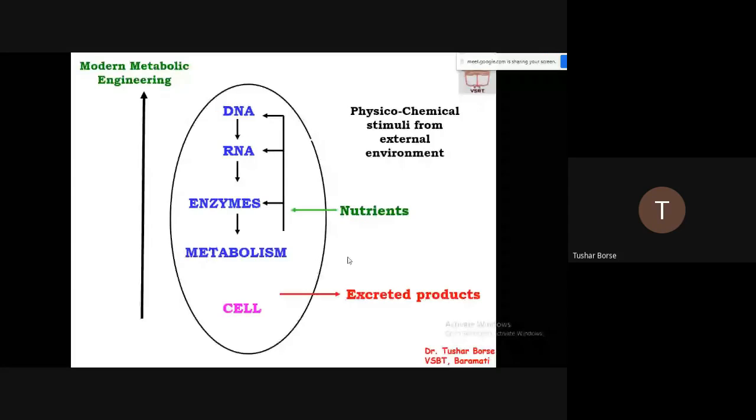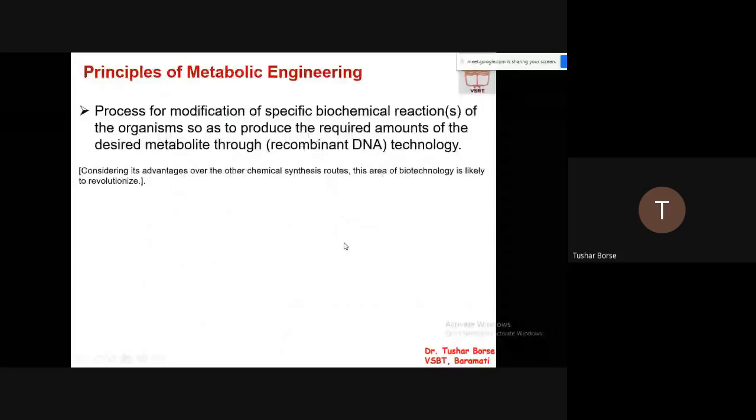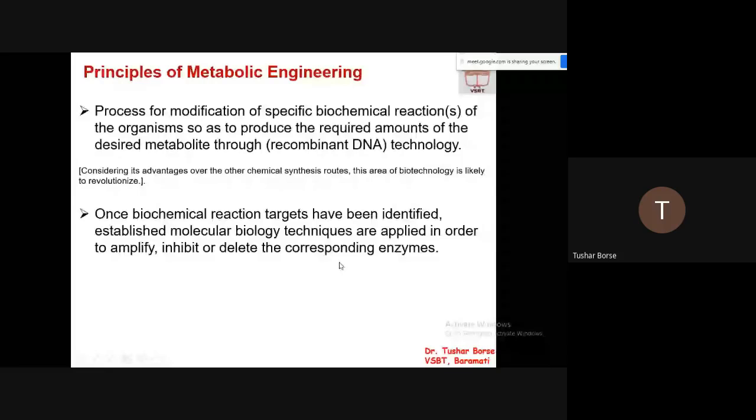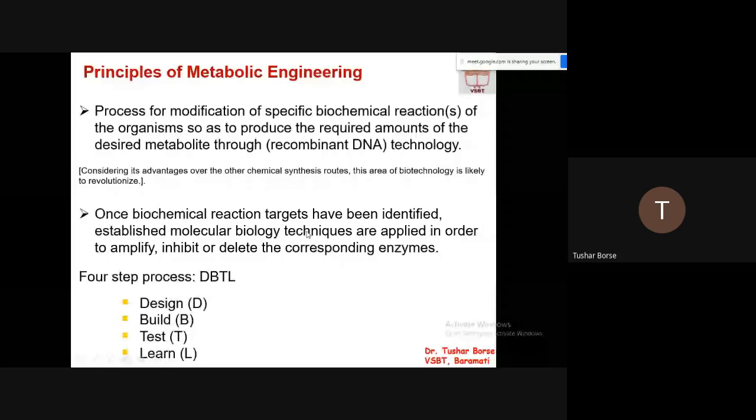There are a few principles which I have already discussed. That is what I told you. Then, if you go for a successful metabolic engineering, I told you that there are four steps which we have to follow. That is DBTL: design, build, test, and learn.